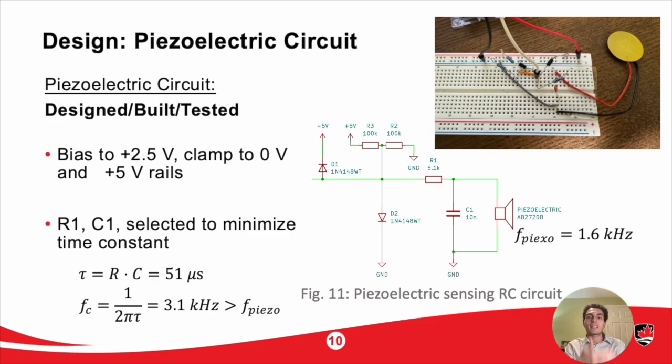So to actually get that voltage, I designed the following piezoelectric circuit. There are a couple of key elements that went into this design process. First, I needed to bias the voltage to plus 2.5 volts, since the piezoelectric material will oscillate into the positive and negative regimes, and the Arduino can only read positive voltages. I needed to clamp it to 0 and 5 volt rails to protect the Arduino inputs. And then I selected another RC circuit time constant, such that the 3 dB cutoff frequency would be well above the frequency of the piezo, so I wasn't filtering it before I even read it with my Arduino analog to digital.